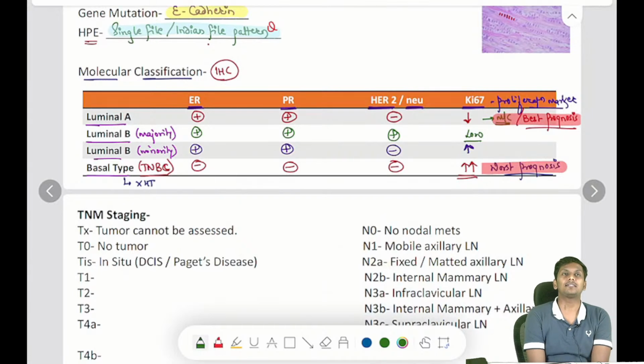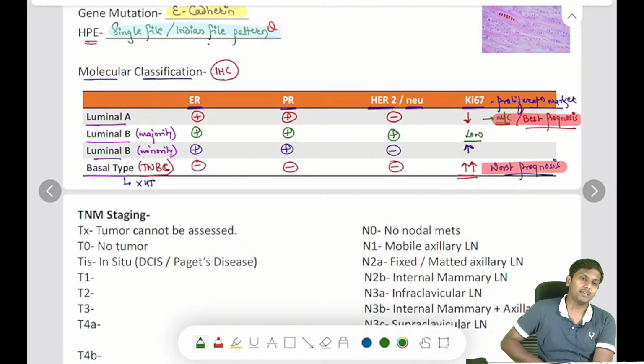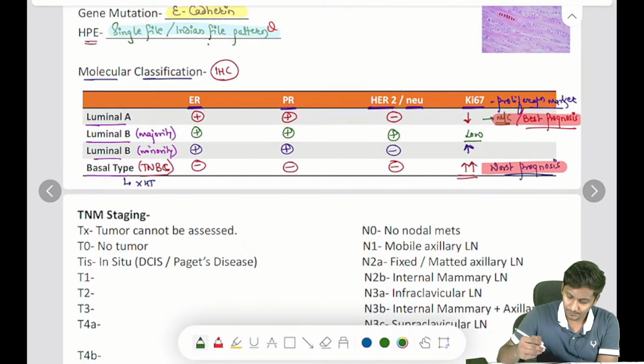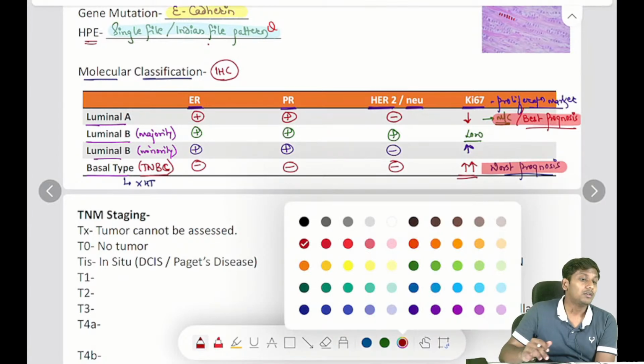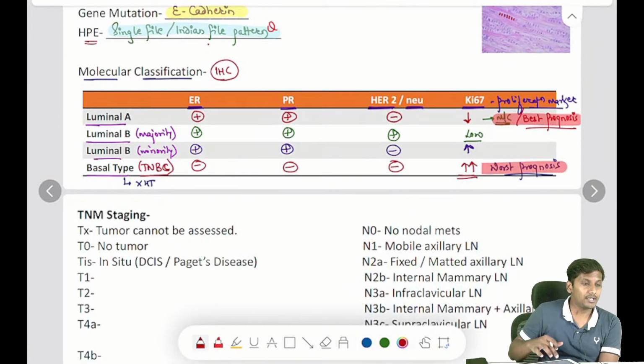Triple negative breast cancer means ER negative, PR negative, HER2 neu negative, and as it is triple negative, no receptors for hormones on their surface, therefore they cannot be treated. These basal type of breast cancer cannot be treated by hormonal therapy, and therefore they are having the worst prognosis. Got it, children? So you have to remember this. Okay, no problem in this. Hopefully you have understood this.